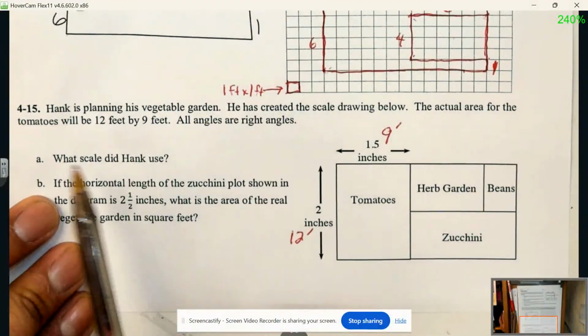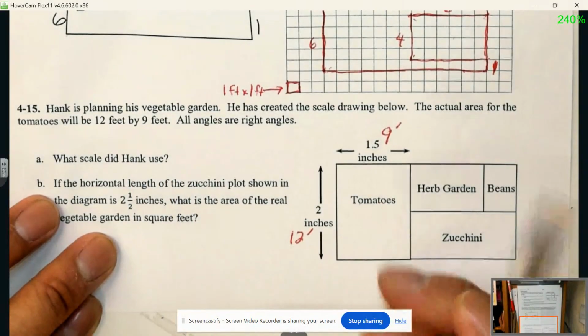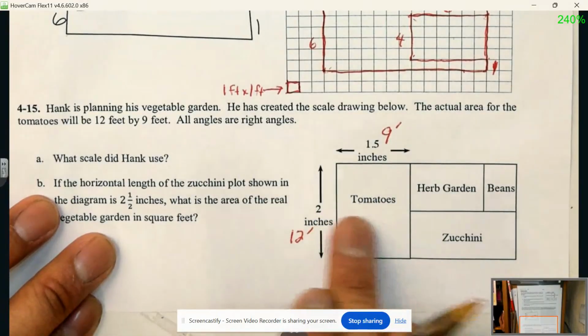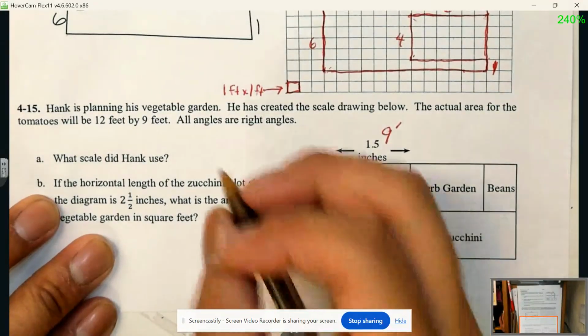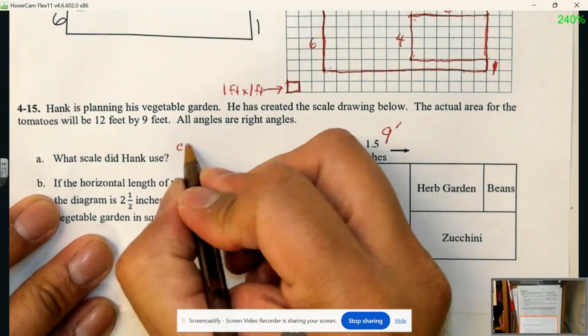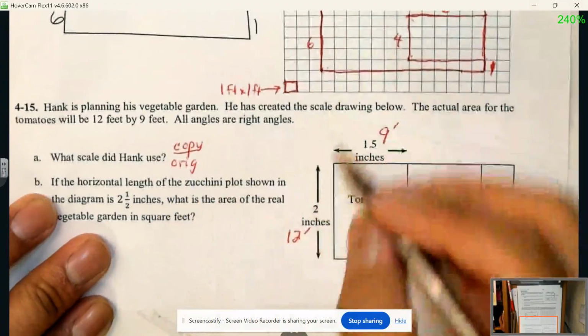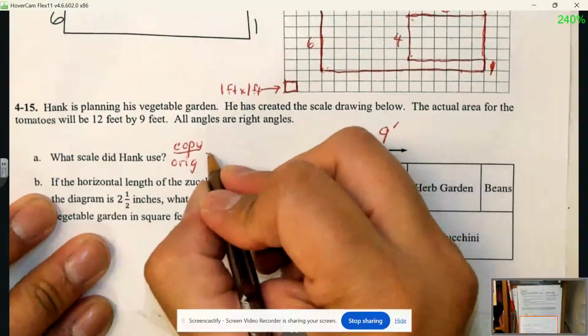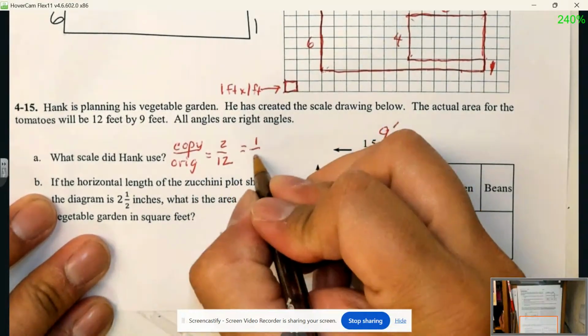And all angles are right angles. So what scale did he use? So our scale factor, remember, is copy to original. So the copy would be the 2 or the 12. We know the copy is the 2, and the original is the 12. Okay, so if we go copy over original, we know that it would be 2 to 12, which reduces to 1 to 6.